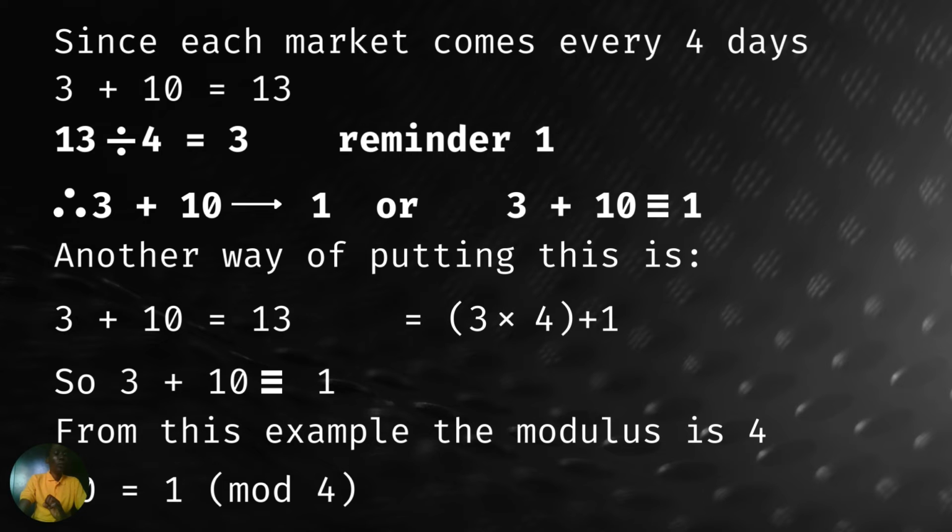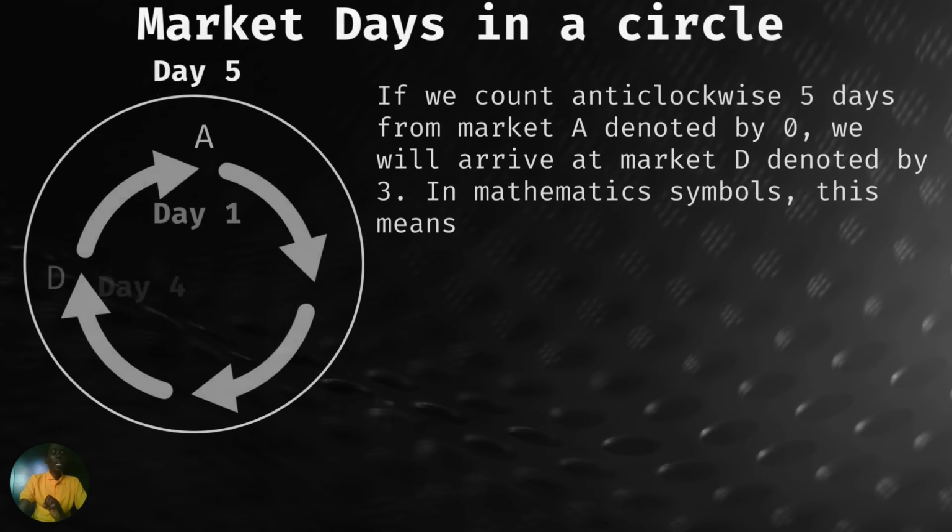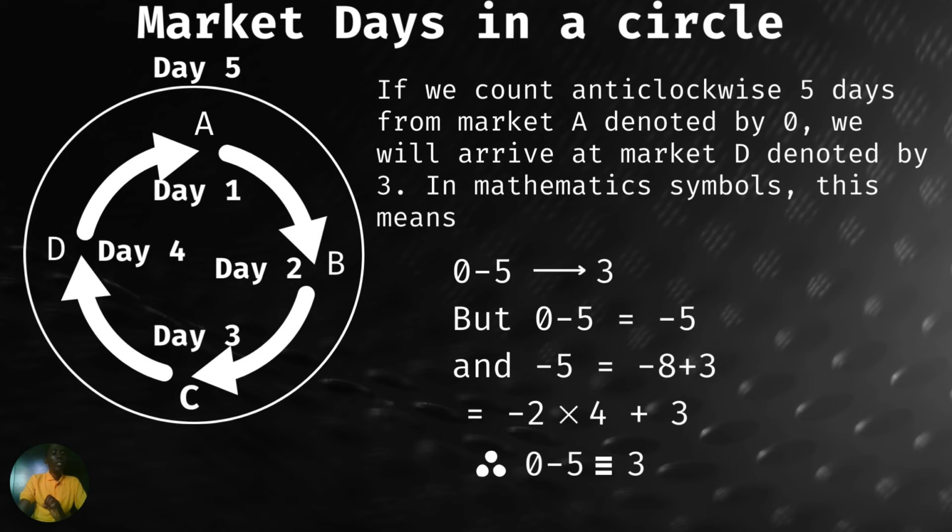So from this expression now, we can say our 10 is equal to 1 mod 4. So that will now bring us into what? Into our market day. Now, what if we decide to count anti-clockwise instead of clockwise? That is when we will now come about the negative modular.